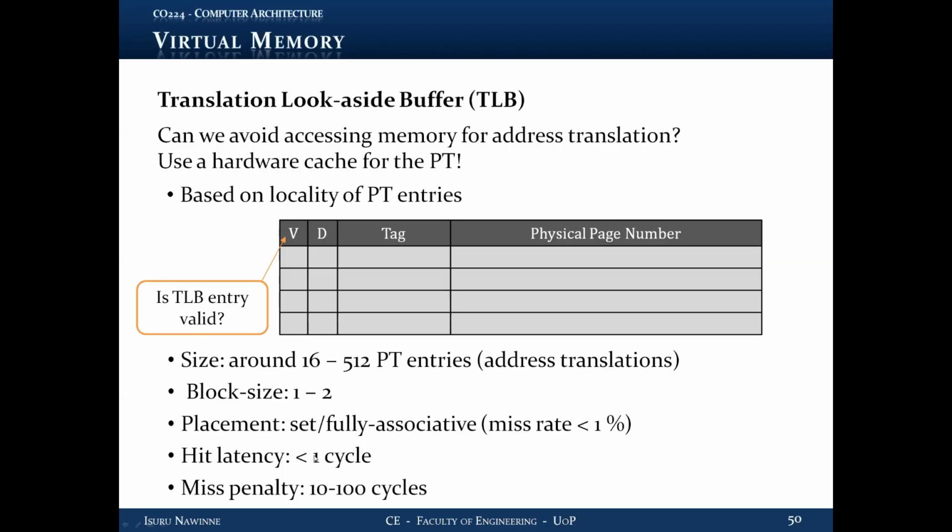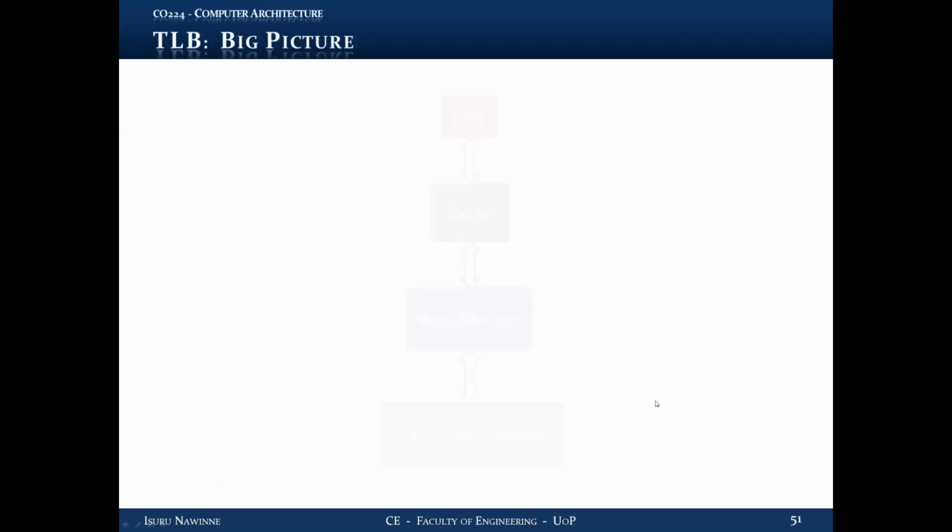Then the hit latency is less than 1 cycle, usually a lot less than 1 cycle. Then the miss penalty is 10 to 100 cycles, because in the event of a miss we need to access the page table in the memory. So it's the memory access latency, 10 to 100 clock cycles, right?